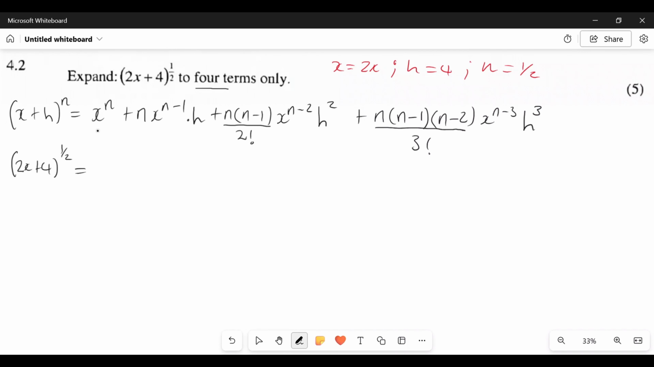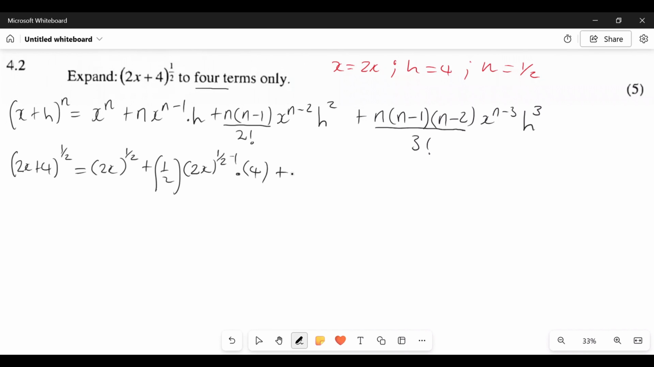The first term here, as you can see, is x to the power of n. But what is our x? Our x here is 2x, right? And what is our n? Our n is half. There we go. And then we say plus. And then the second term, we have n, which is 1 over 2, multiplied by x. What is our x? Remember, it is 2x to the power of n minus 1, which is half minus 1, multiplied by h. Our h, which is 4.